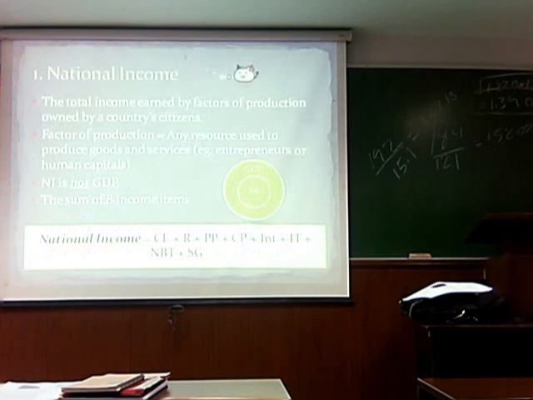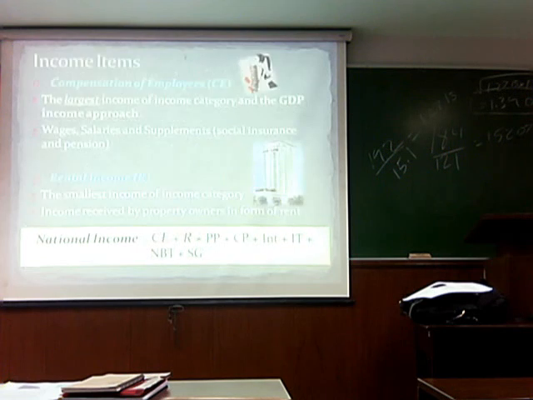The first one is national income. It is the total income earned by factors of production owned by the country, in the country, and a factor of production is any resource used to produce goods or services. I will talk about the sum of eight income items. The first one is the compensation of employees, salary and wages. It is the largest income category because more than half of people who work are salaried workers.